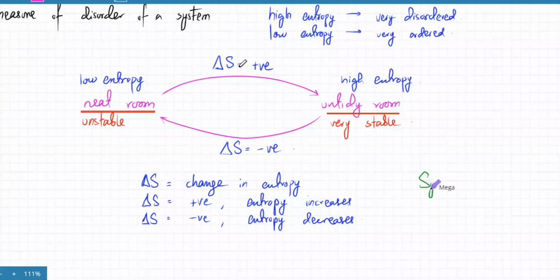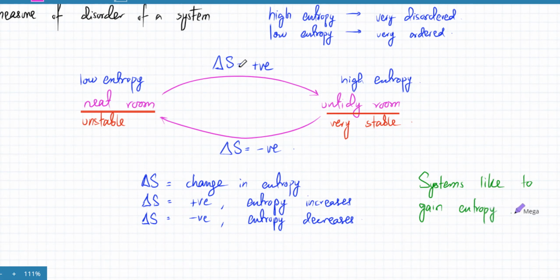So systems like to gain disorder. I'm not going to use the word disorder, I'm going to use the word entropy. They like to gain entropy. They like delta S positive. So that's a universal law, and that could be applied. You have a house, you don't take care of it, it goes into a high entropy state. And that could be applied to economics as well.